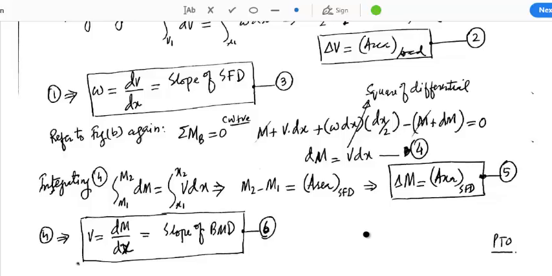We will solve some problems in this week. I will stop recording here for the derivation, and I will make a separate clip for the problems using this direct method of plotting shear force and bending moment diagrams.